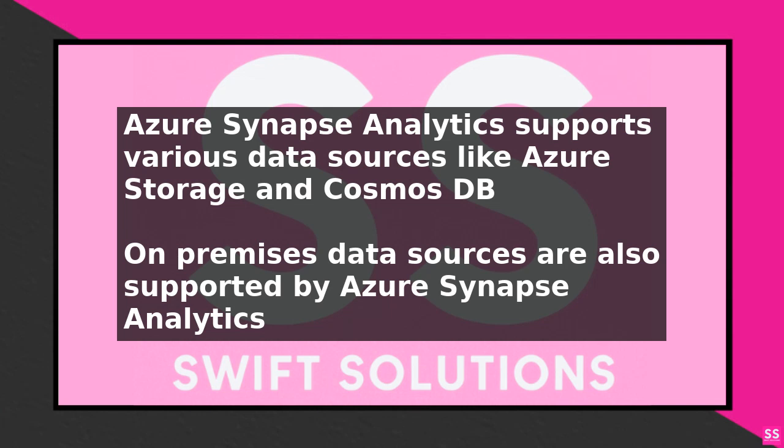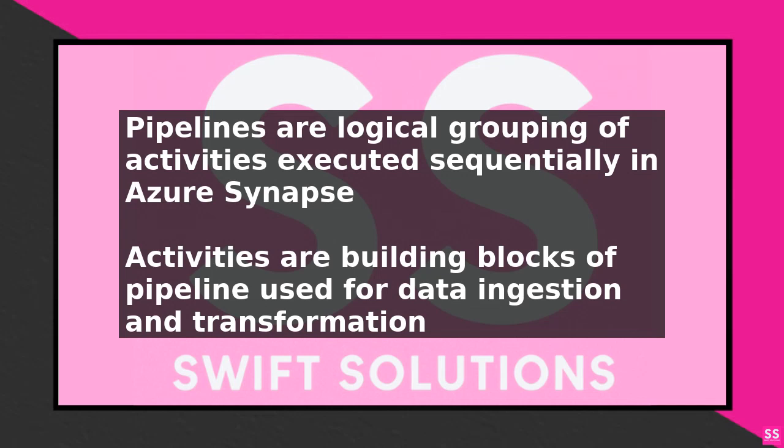To configure the copy data activity, we need to specify the source and sink datasets. The source dataset is the dataset that contains the data we want to ingest, while the sink dataset is the dataset where we want to load the data. We can also specify the mapping between the source and sink datasets, as well as any data transformation rules.